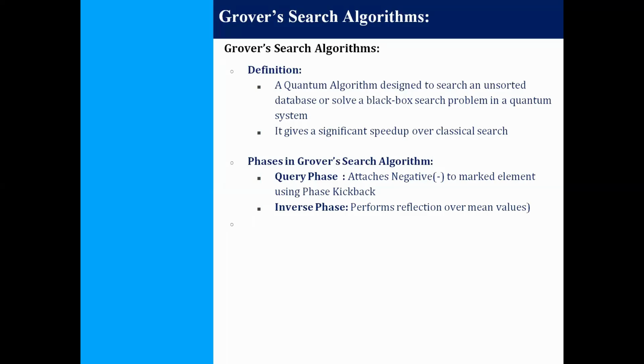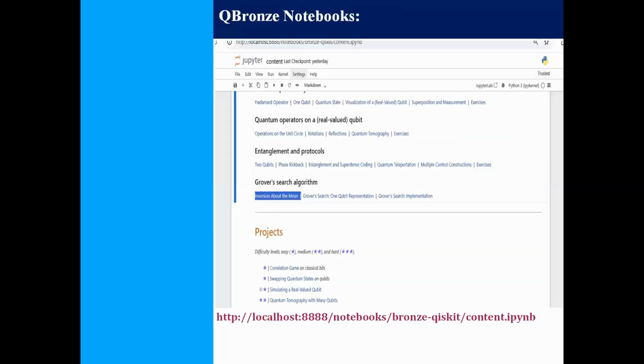In its basic structure, the way it's explained, there are two phases. One is the query phase and the other is the inverse phase. The first one is used to attach a negative sign to the marked element using phase kickback. The second one is the inversion phase, which performs the reflection over the calculated mean value. Now we are moving to the actual notebooks.